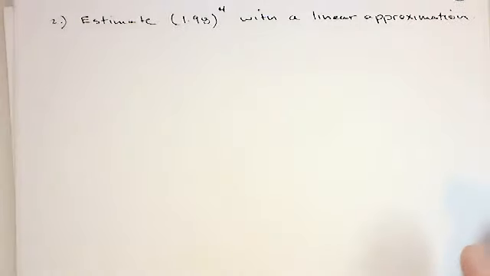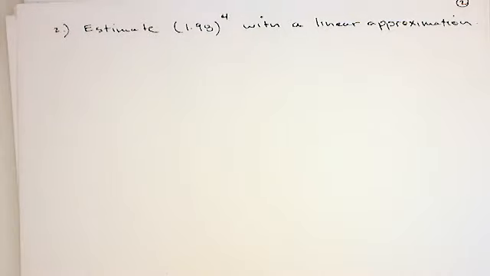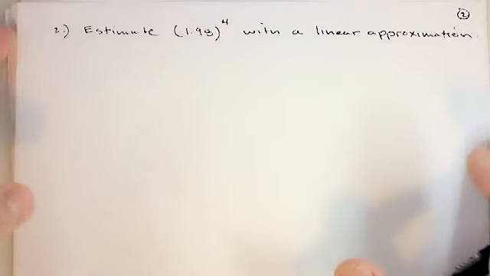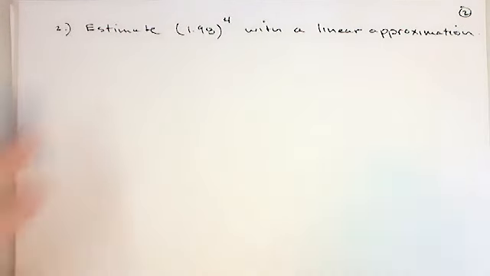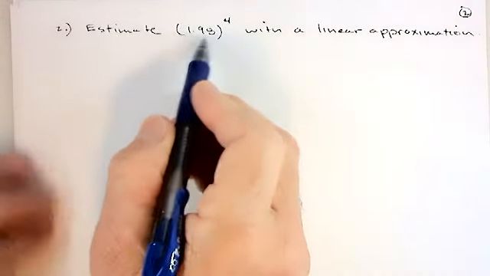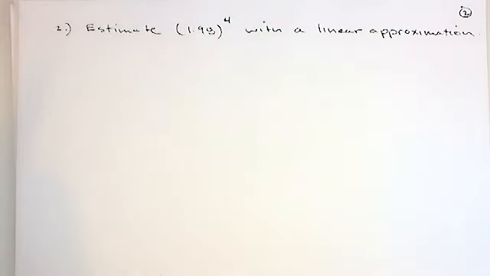We're going to estimate 1.98 to the 4th power with a linear approximation. So what you see here is it gives you the ability to estimate things. I mean, I know you could all multiply 1.98 times itself 4 times without a calculator. It'd take a lot of work, a lot of effort. And so that's what these are really useful for, approximating messy calculations with not too much work.